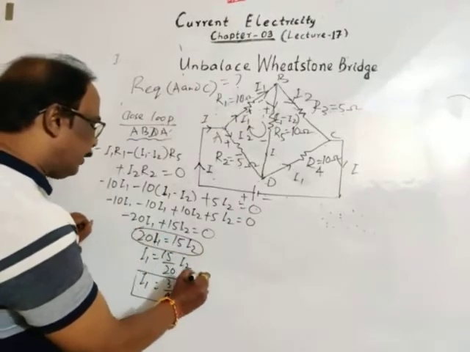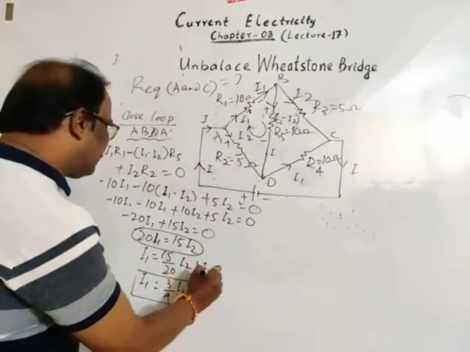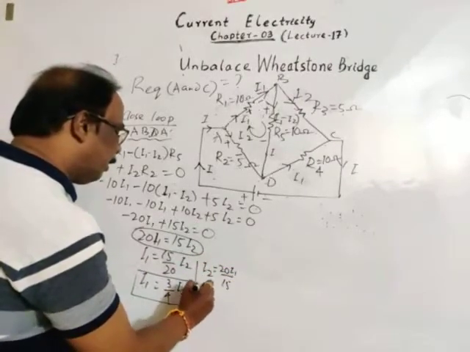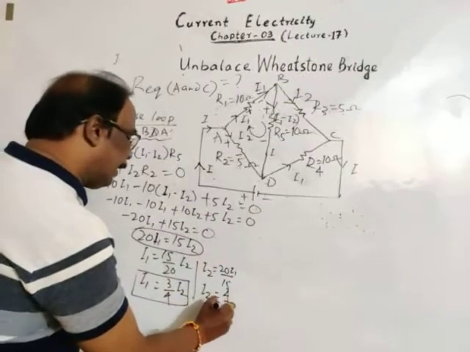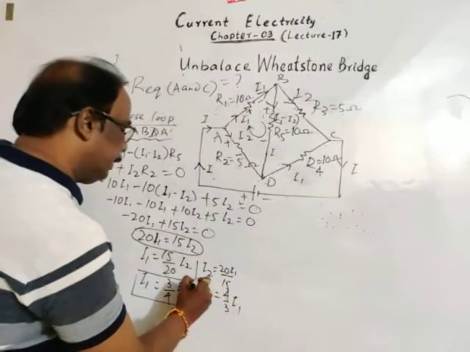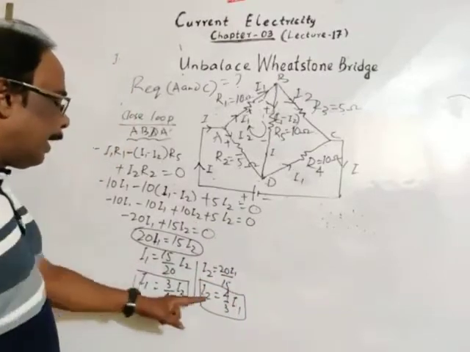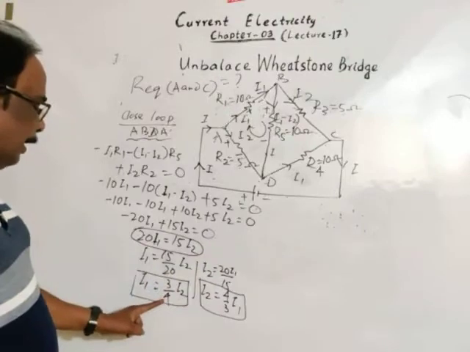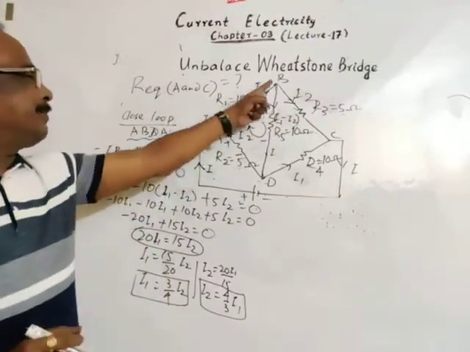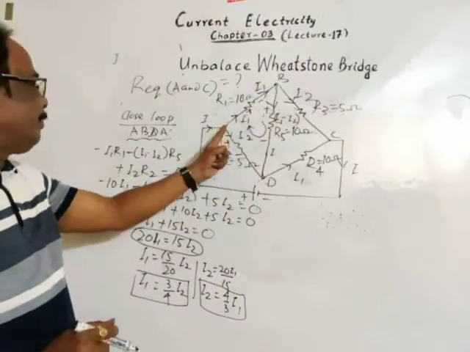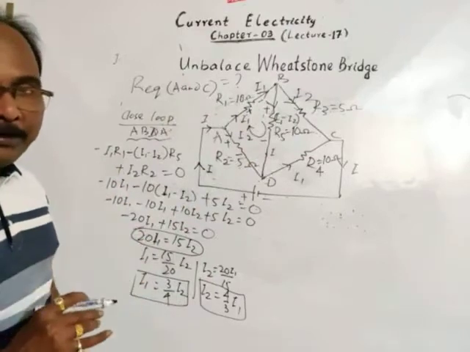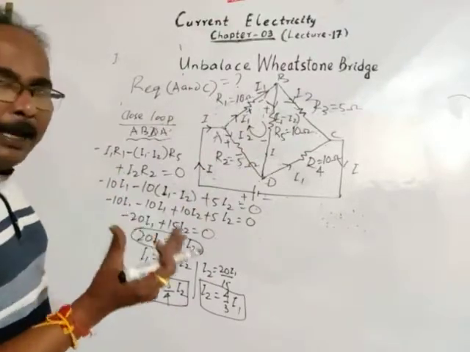Similarly, from here we can get I2 is equal to 20 I1 divided by 15, or I2 is equal to 4 by 3 I1, and I1 is equal to 3 by 4 I2. So applying this second law, KVL, to the closed loop ABDA, we got the relation of how I1 and I2 are related.